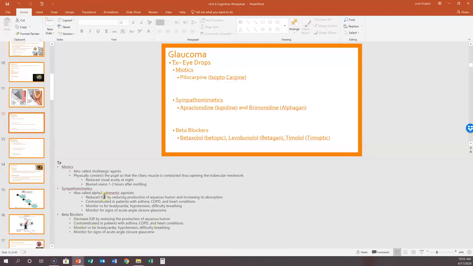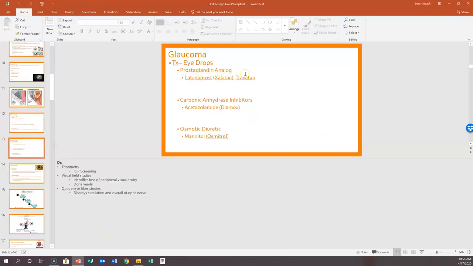Beta blockers, it's pretty much the same thing here. This also reduces the IOP by reducing the production of aqueous humor. Again, same contraindications. You guys need to know those. All right, the prostaglandin analogs, your Travatan and Latanoprost.